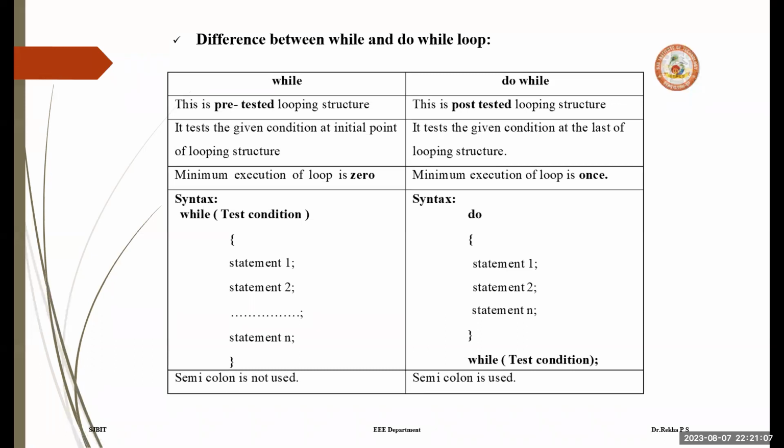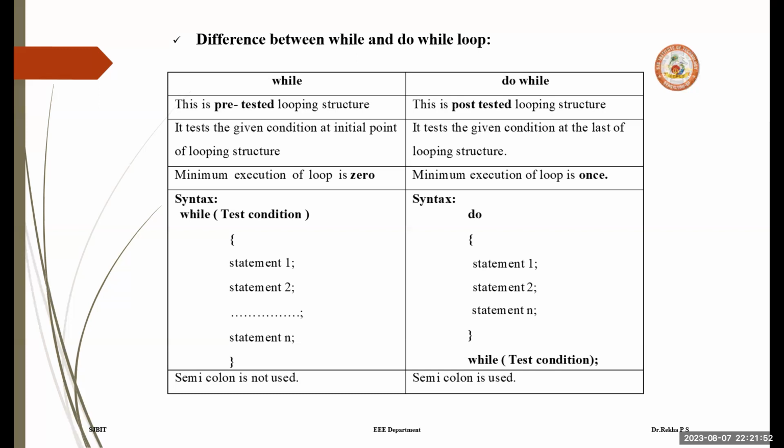Coming to while loop, this is a pre-tested looping structure, whereas do while is a post-tested looping structure. While loop will test the given condition at the initial point of the looping structure, whereas do while will test the given condition at the last of the looping structure. So in while loop, the minimum execution of the loop is 0. In do while loop, the minimum execution of the loop is once.